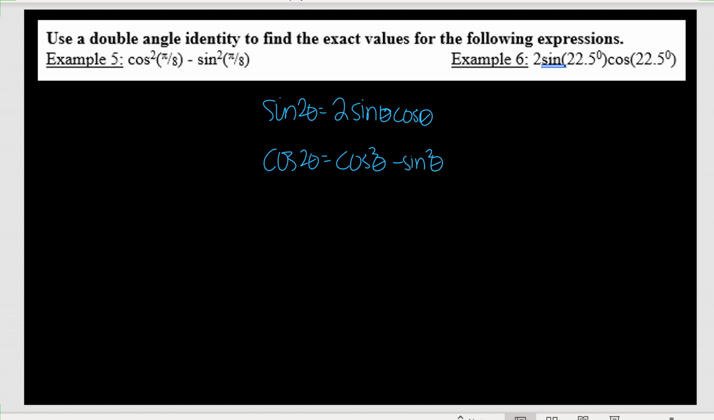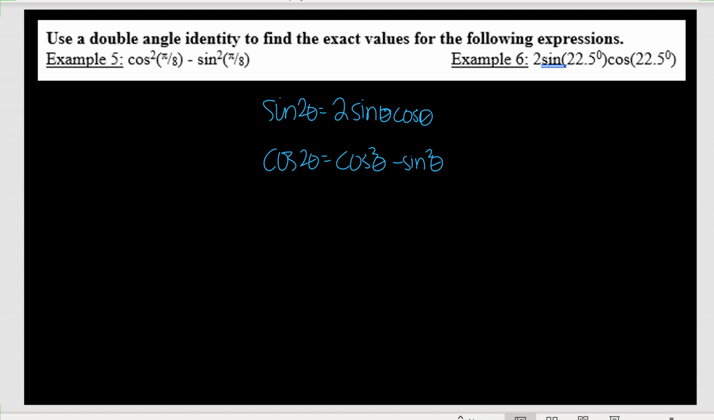Alrighty, last 2 examples for the double angles. Use the double angle identity to find the exact values of cosine squared of pi over 8 minus sine squared of pi over 8. That is our number 5 example. Alrighty, what did they give me? Okay, so let's look at our formulas again. Sine of 2 theta is 2 multiplied by sine of theta multiplied by cosine of theta. And then cosine of 2 theta is cosine squared of theta minus sine squared of theta.